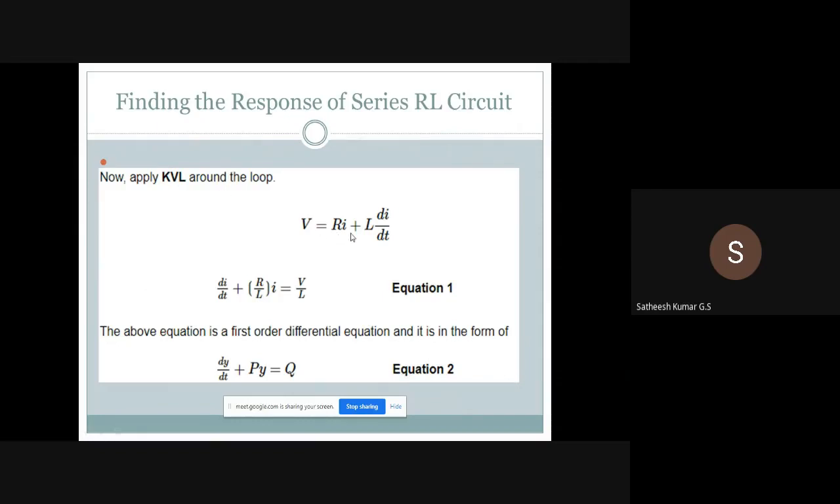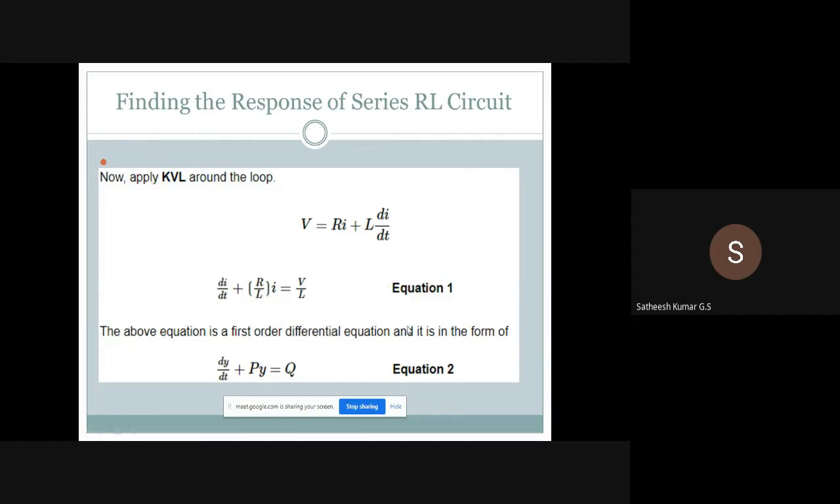V equal to R I plus L dI by dt. It is the sum of potential rise, so R I is the potential drop across the resistor and L dI by dt is the potential drop across the inductor. It is a basic equation. Now we are simply rearranging. So dI by dt equal to minus R by L I plus V by L. We are getting equation 1.